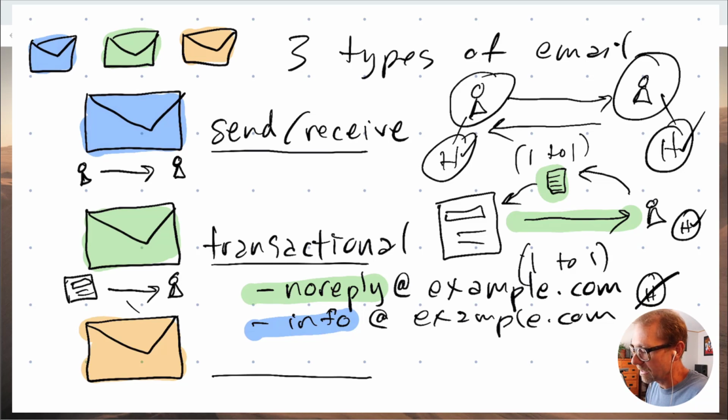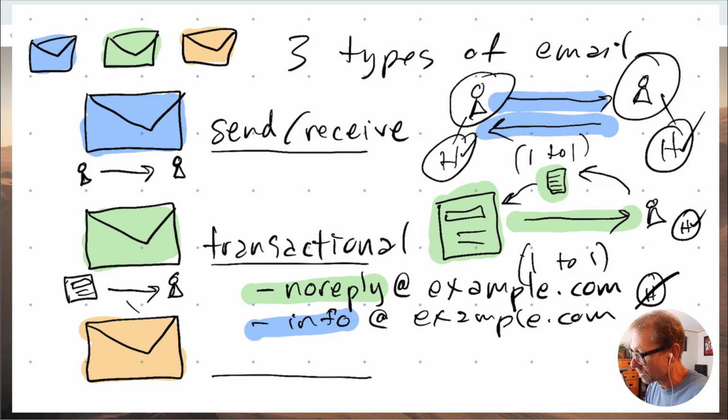You could use info at your domain name.com, and then you can receive email at info. You can either host that email somewhere, or you can even have that email forwarded to another address that does have email hosting. So transactional is a bit of a combination of send and receive and one-way outgoing email. But really, transactional email is honestly defined as one-way outgoing only, sent from a computer or a website to an individual.